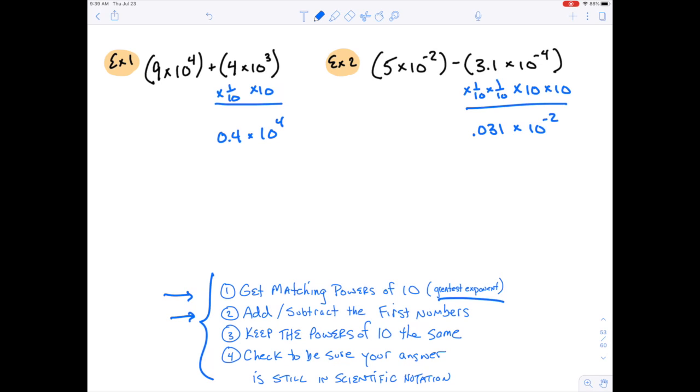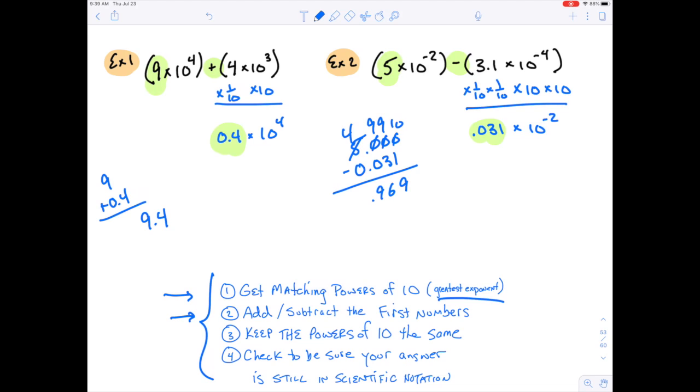Step number 2, add or subtract your first numbers. Now what I mean by your first numbers is your 9 and your 0.4, and in this problem we're adding. So 9 plus 0.4 is 9.4. That was easy. And the second problem, our first numbers are these 2 numbers, 5 take away 0.031. Now I need to do some borrowing here, so it's going to get into some old school math. This is 9, and this is a 10. So 9 and 6 and 9 and 4. But that's not hard, right? So that's done. Step number 3, keep the powers of 10 the same.